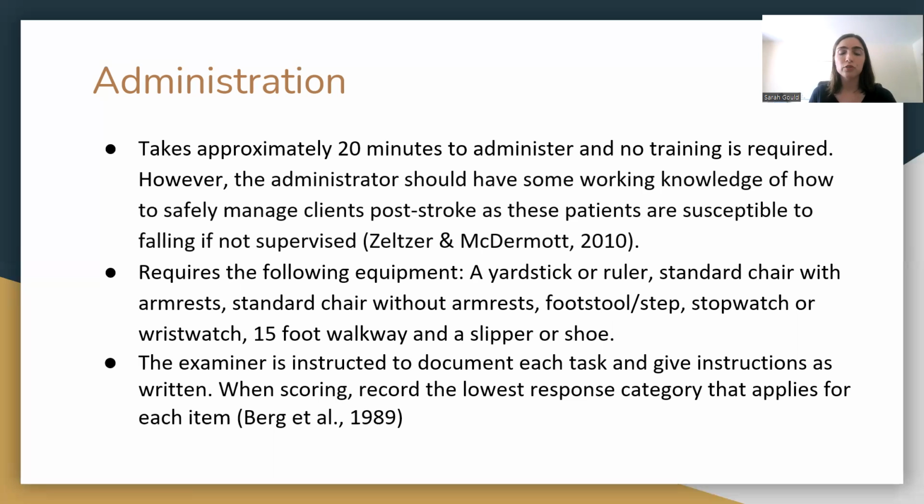The examiner is instructed to document each task and give instructions as written. And when scoring, they're asked to record the lowest response category that applies for each item.